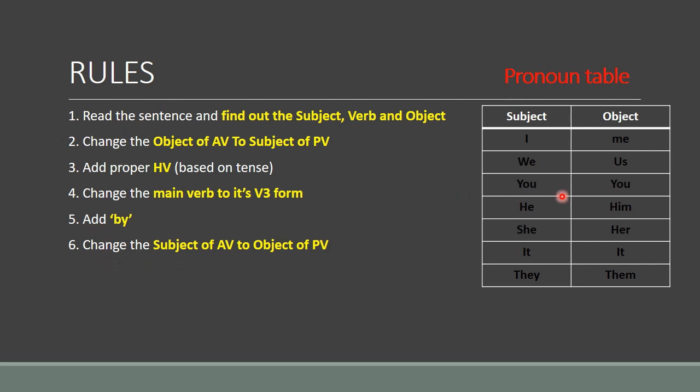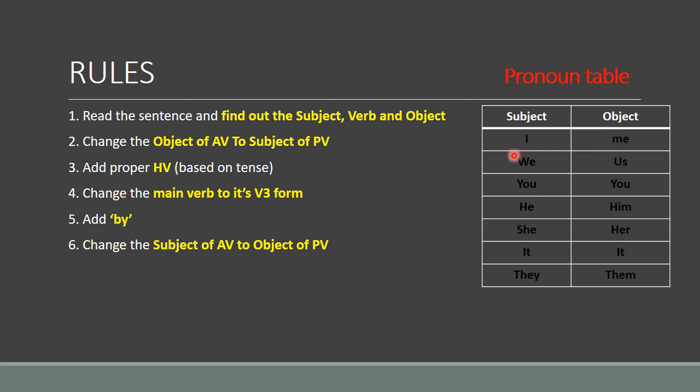And here I have brought the pronoun table. When the given subject is a noun, it can be repeated when you change it as object. But if the given subject is a pronoun, it should be changed according to the tabular column. If the given subject is the pronoun I, it should be changed to its objective form me. So I's objective form is me.